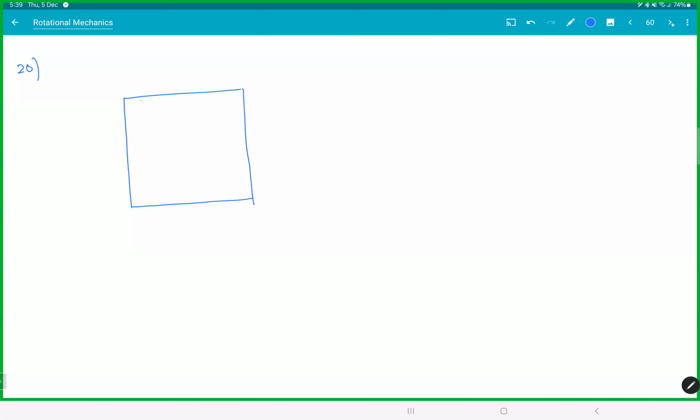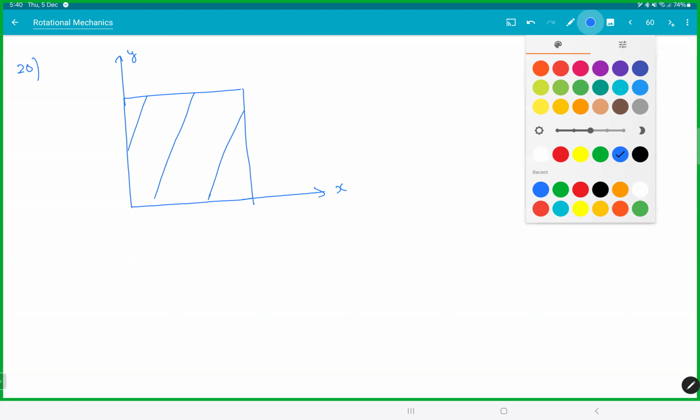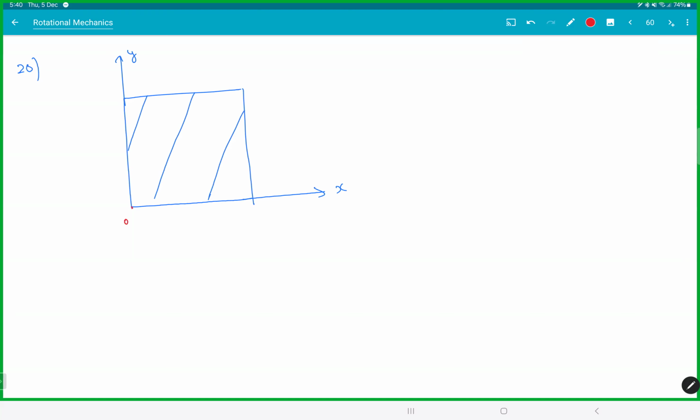Let's say we have a square plate, with x-axis, y-axis. This is your origin. So this square plate has a density sigma equal to xy square. It is a weird density. So this is a comma 0, this is a comma a, this is 0 comma a.